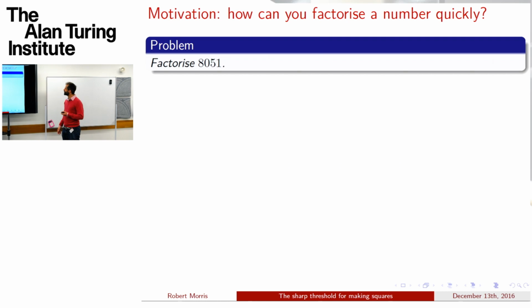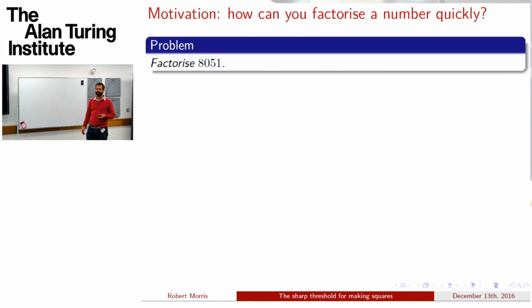Okay, so motivation. So how can you factorize a number quickly? For example, a big number like 8051. Can anyone see a nice way to factorize this number? So you could, of course, just divide by 2, 3, 5, and so on. But that would take a while. Let's see a quick way to do it.